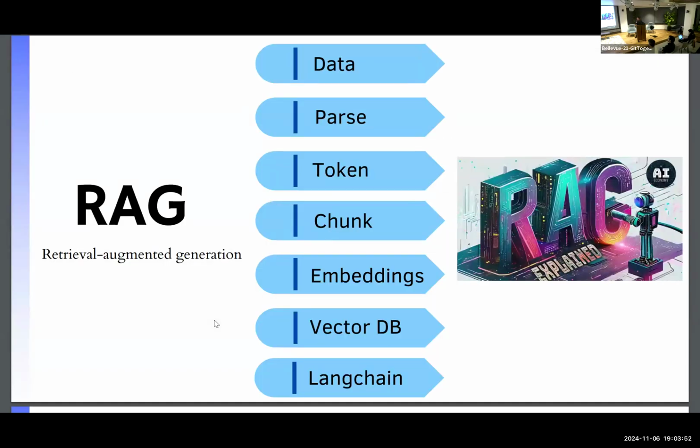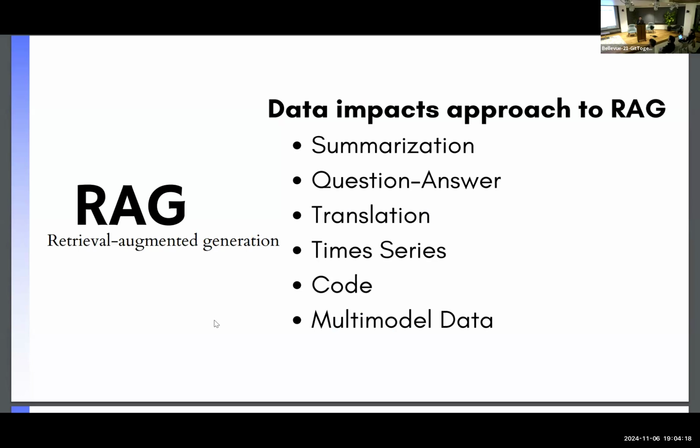All right, so I'm not going to get into specific areas of RAG, but all you guys know, you have to have the right data, then you parse it, you create the tokens, you chunk it, create the embeddings, you put the embeddings into the vector database, and then you have LangChain that communicates to the LLM. I'm going to talk a little bit about some of the challenges that we faced when we were doing RAG.